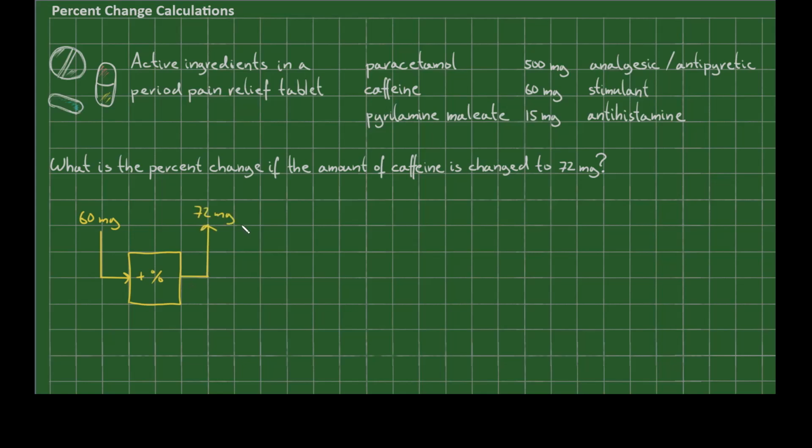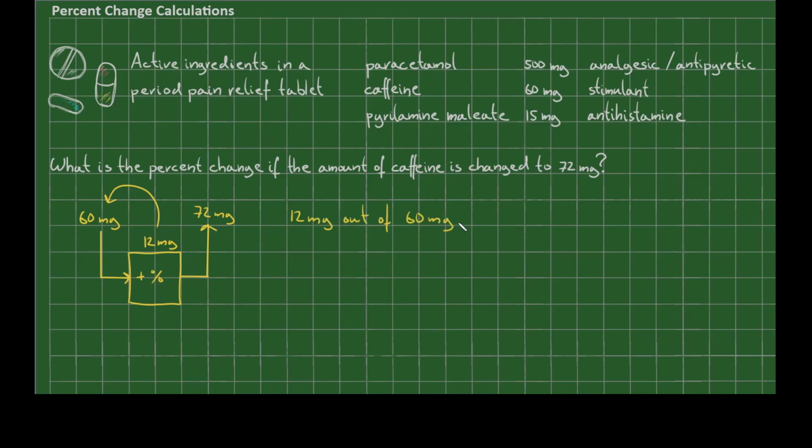By subtracting 60 from 72, I can already calculate that the increase is going to be 12 milligrams. Whenever we are dealing with percent change calculations, we need to ask ourselves, what does the percentage apply to? In this case, it is the 60 milligrams that are going to be increased by a certain percentage. So the percentage applies to the starting mass. So really, I'm asking what is 12 milligrams out of 60 milligrams?